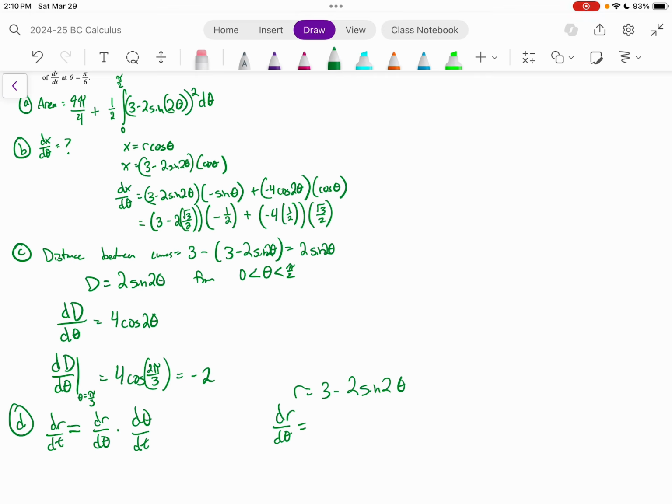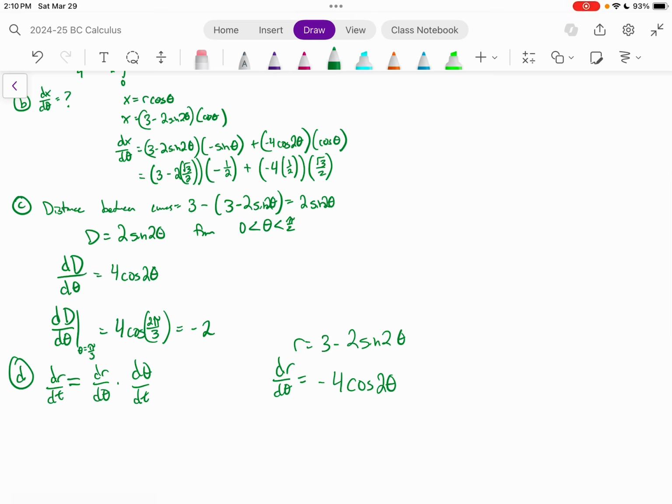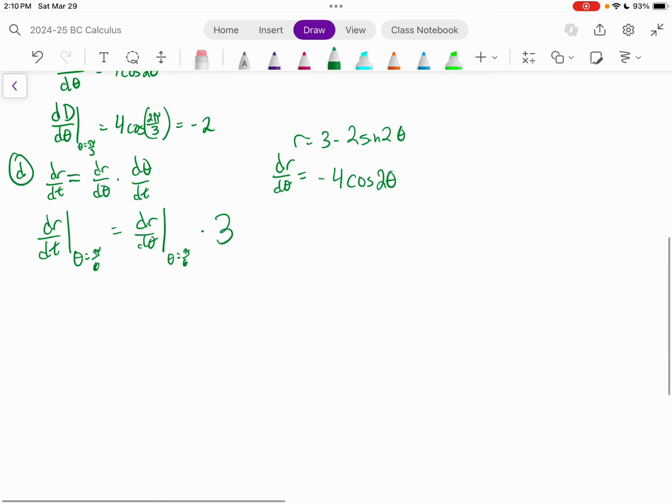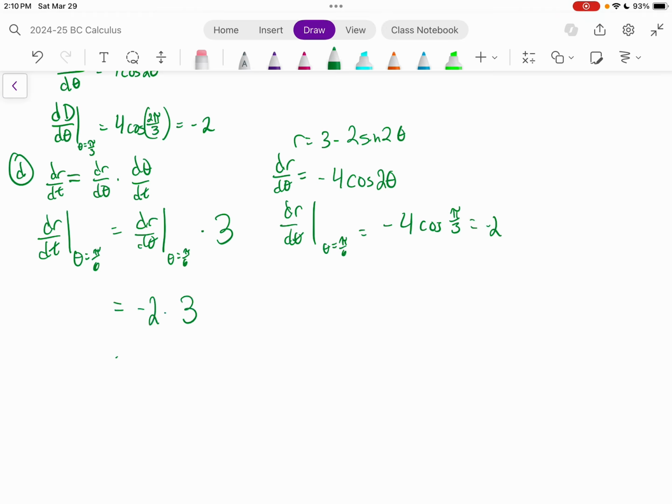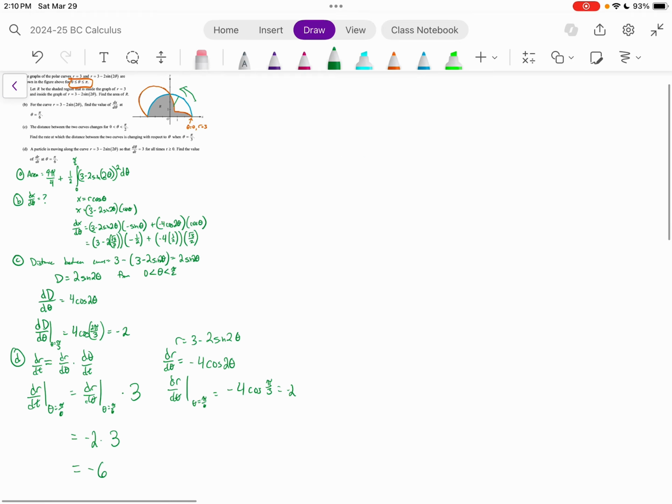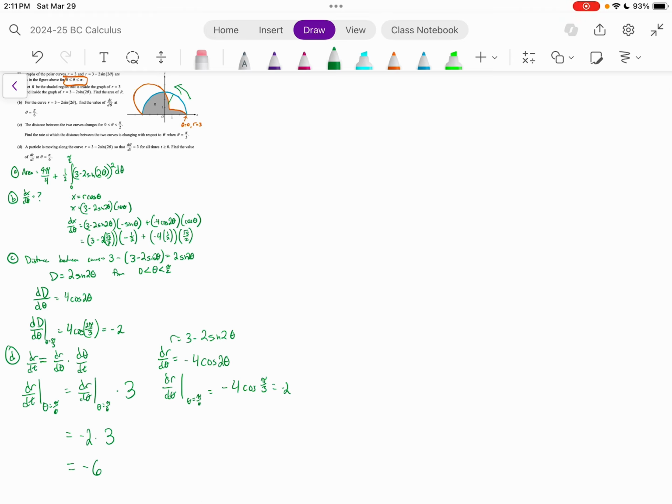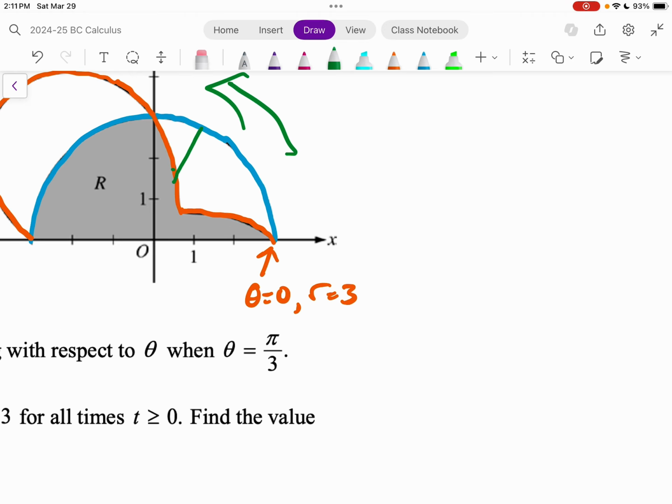And so the derivative of this is going to be negative 4 cosine 2θ. Okay, and dθ/dt is always 3. So dr/dt evaluated at θ equals π/6 is going to be equal to dr/dθ at θ equals π/6 times 3. So what is dr/dθ at π/6? That's just negative 4 cosine π/3, which is negative 2. So this thing is negative 2 times 3, or negative 6. And that again is saying that as we move along the orange curve at π/6, we're decreasing rapidly. So that should make sense. Right here, r is decreasing rapidly as we move counterclockwise.